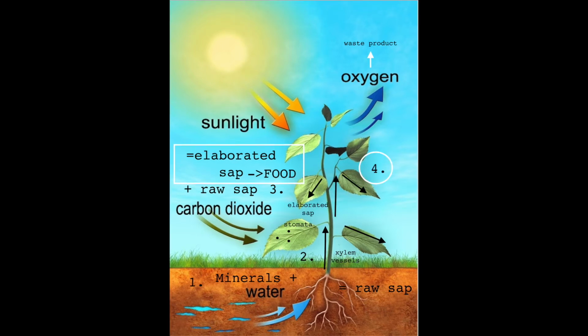In the fourth step of photosynthesis, the elaborated sap, or the food, is distributed from the leaves to all parts of the plant through tubes called phloem vessels. Remember before how I said that plants need sunlight during photosynthesis? Well, this sunlight is trapped by a green substance called chlorophyll, which is found in the leaves.